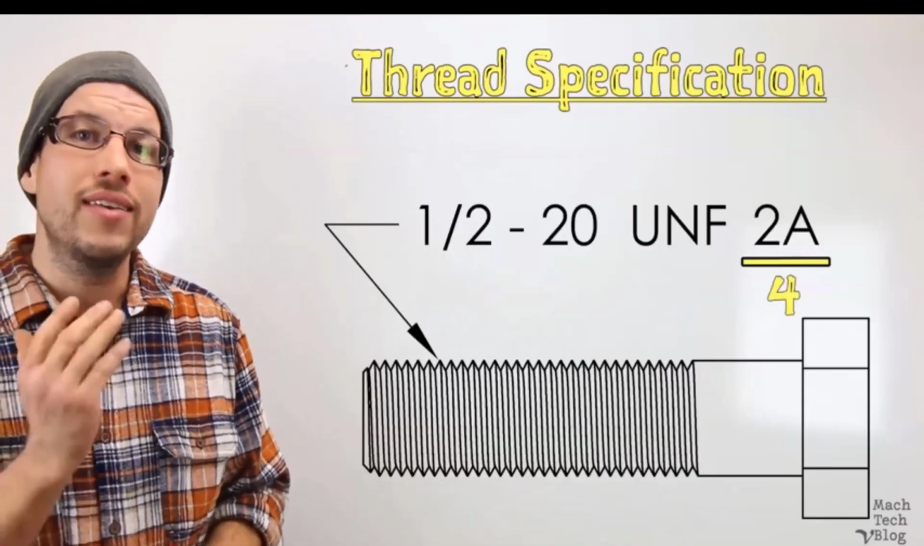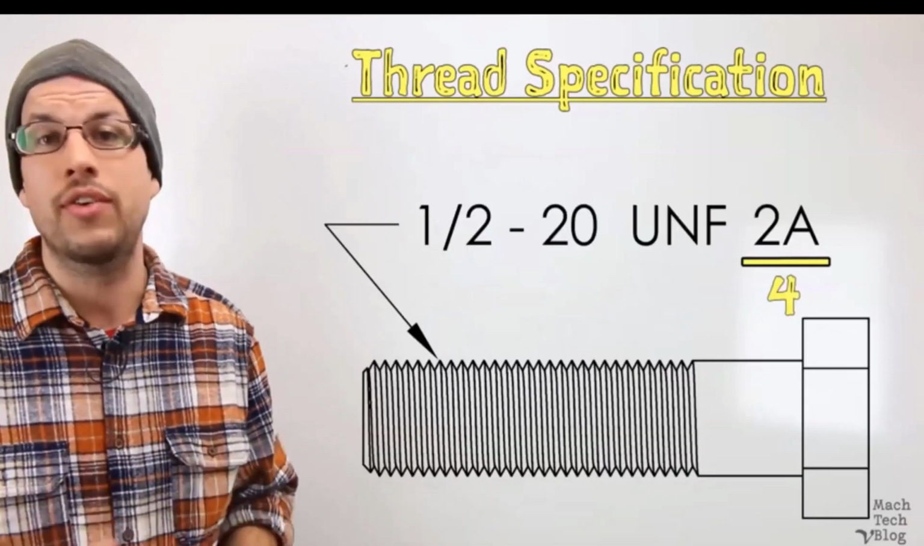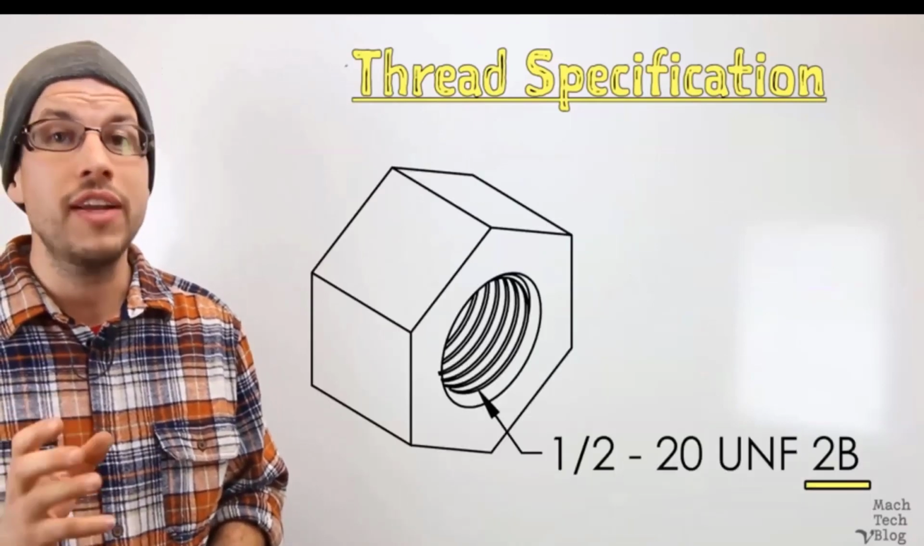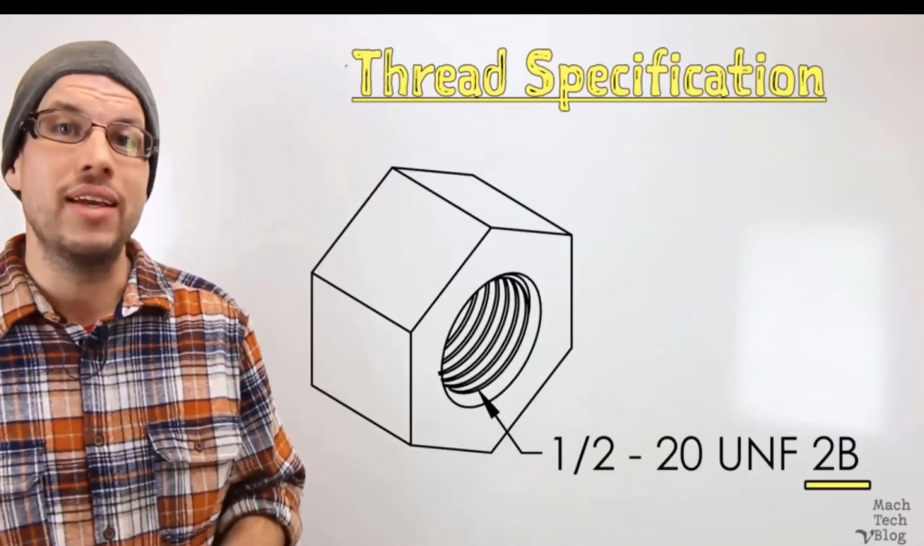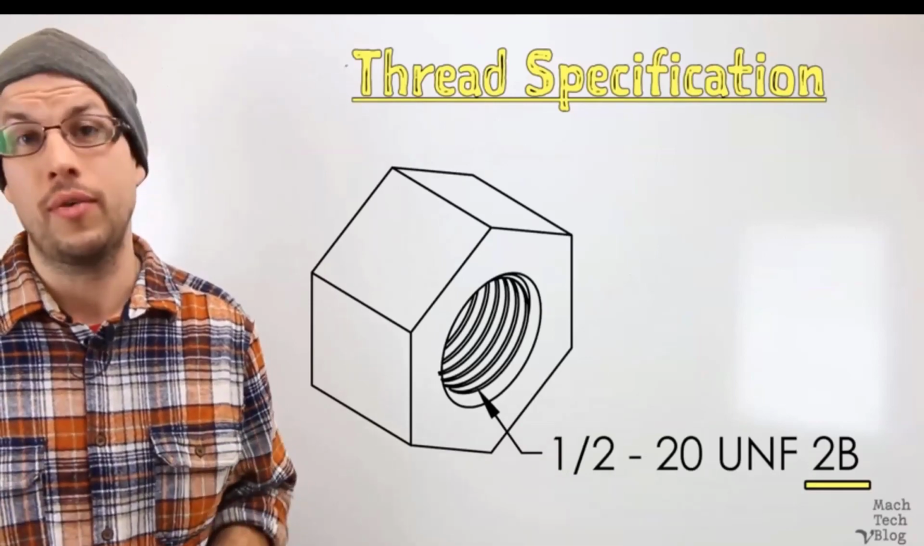Now, the A designates this thread as an external thread. The nut that fits our bolt would have a B to designate it as an internal thread. The 4 pieces of information we just discussed will be the only things listed on the vast majority of standard thread specifications, but you may occasionally see a couple of other pieces of information.